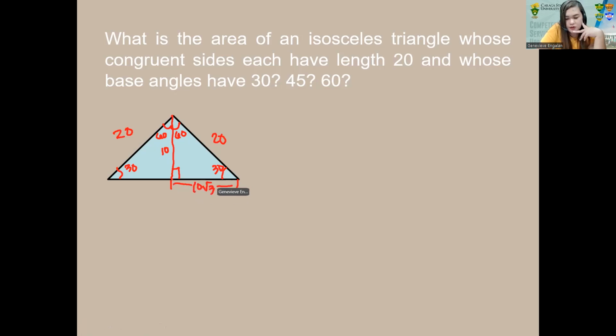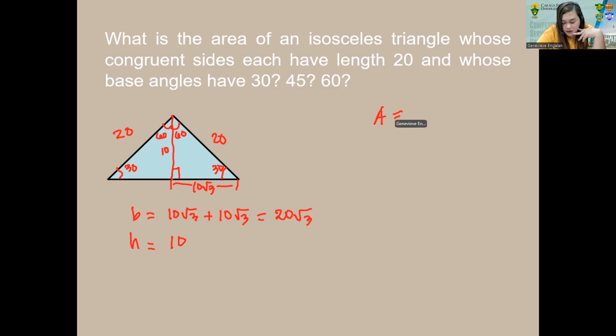So, you have, ang base will be 10 square root of 3 plus 10 square root of 3, no? So, you have 20 square root of 3. Ang height will be ilang 10. So, ang atong area, if ang base angle is 30, tapos ang congruent side is 20, will be 1/2 times base times height. 20 square root of 3 times 10. So, you have 200 square root of 3 over 2.